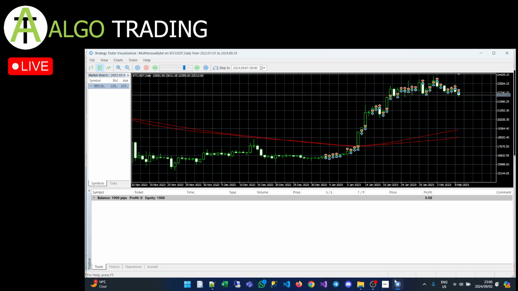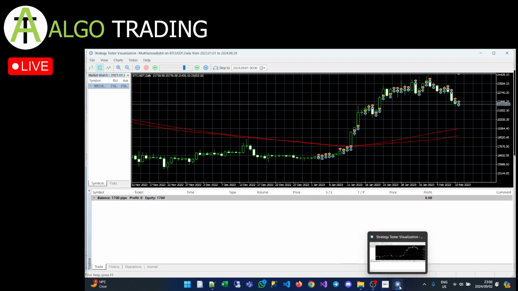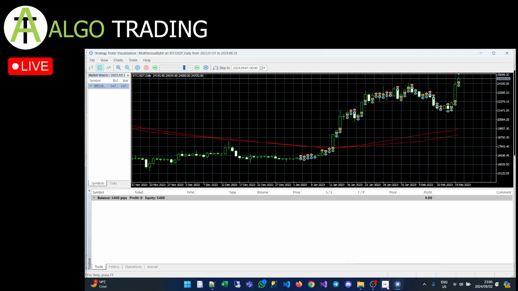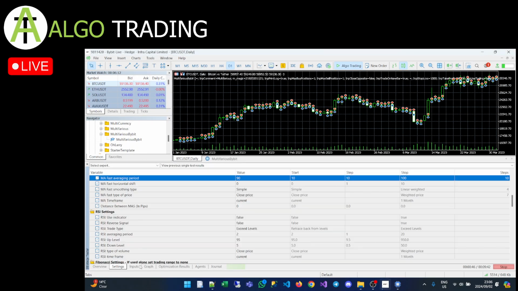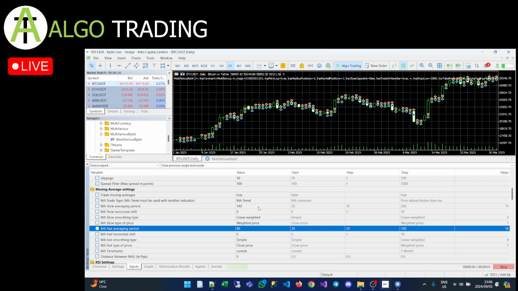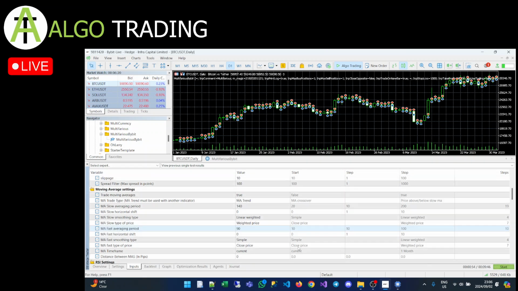Not sure why it's taking so many trades. Did I do something wrong? It should only really take a trade here. Let's just see if I did the settings wrong. Doing an MA trend. There's the problem. Okay, so let's just stop. We're going to just do an MA crossover. So MA trend, all that's checking is if the price is above the slow moving average. So let's do MA crossover.